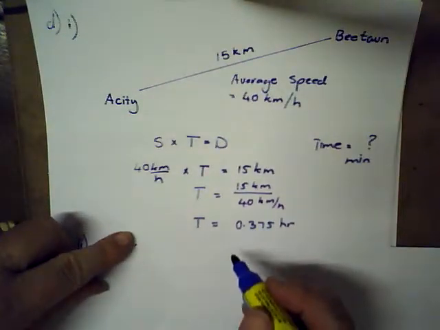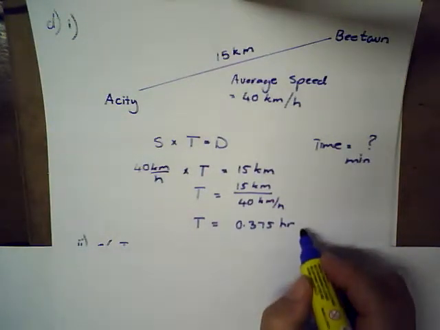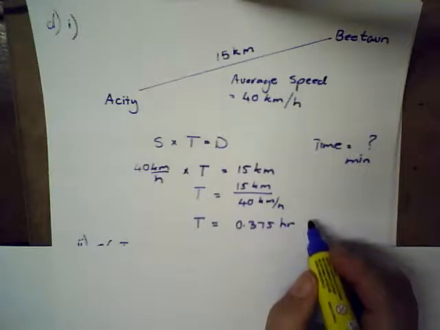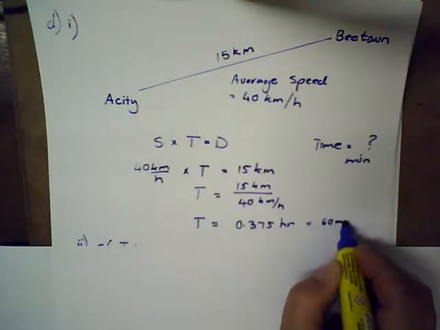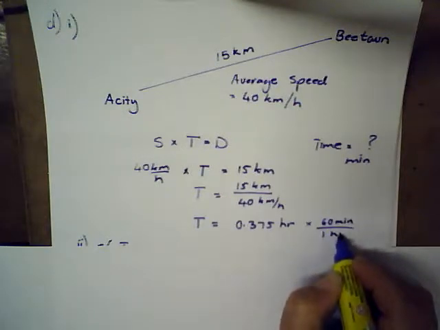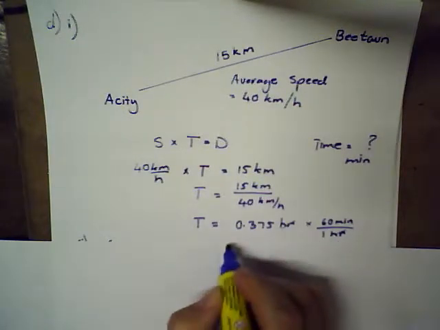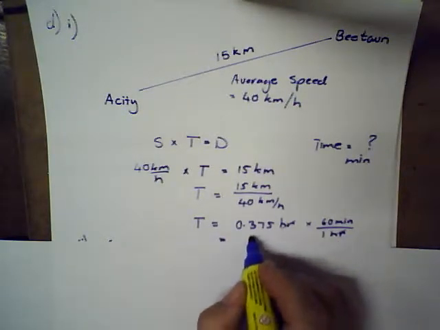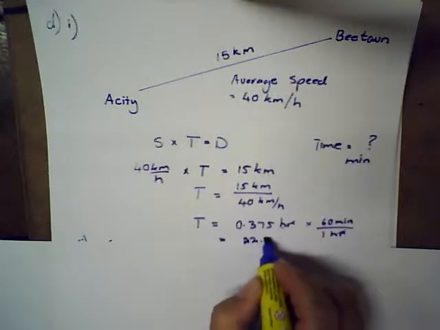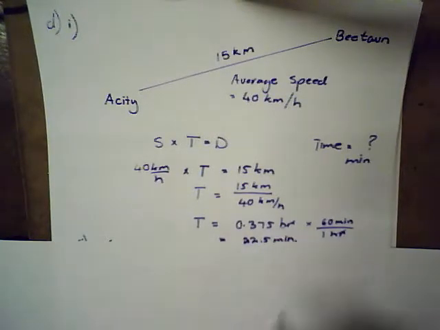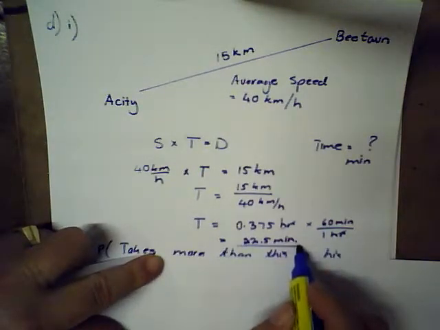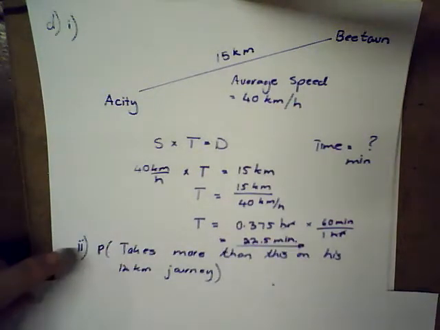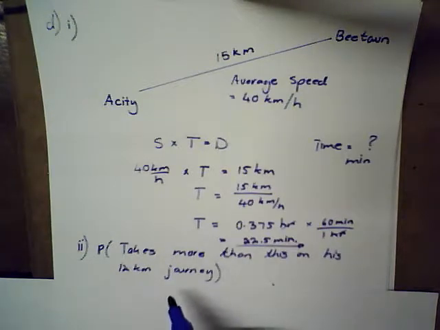We want it in terms of minutes. So I need to do some work here, multiply it by my unit converter. So I know it's 60 minutes over 1 hour. Hours and hours can cancel out. If I do that, I get 22.5 minutes. And that's the answer. Okay, good. So let's see the next question.